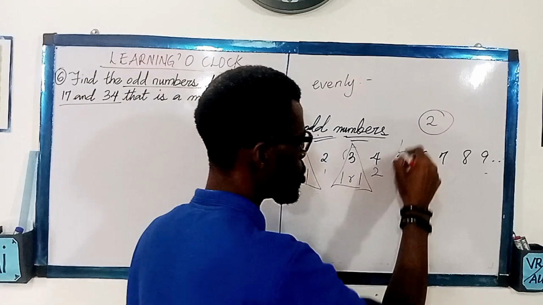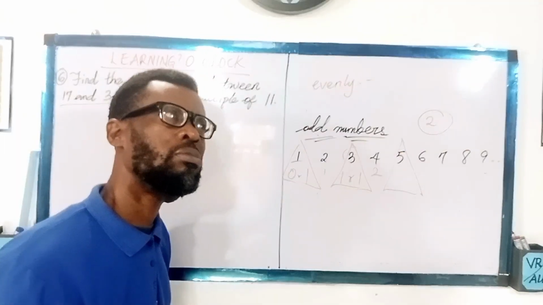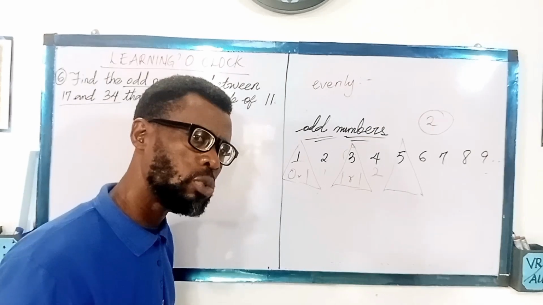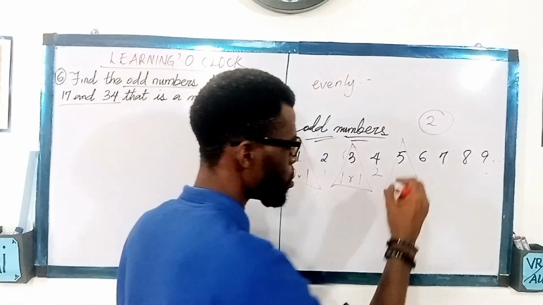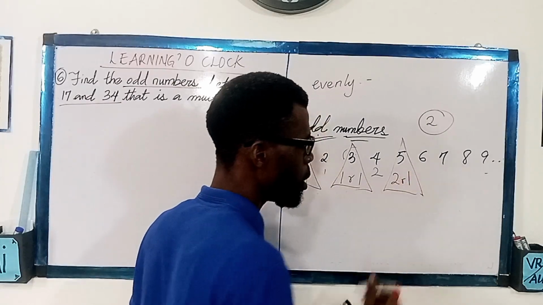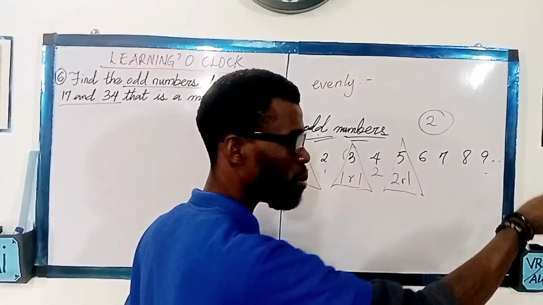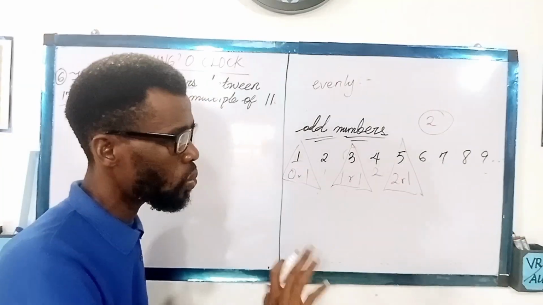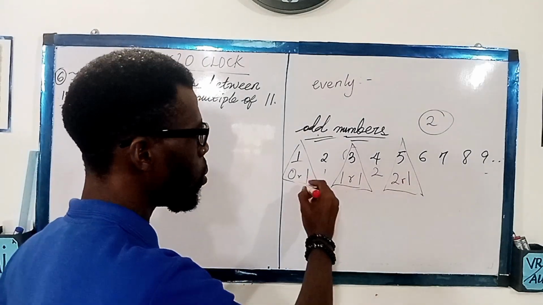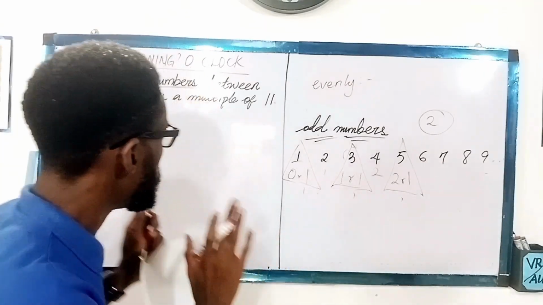Let's get to this one. 5 divided by 2 is 2 remainder 1. You see? So this is an odd number. Where you have remainders and it is not divided evenly like this, that is an odd number. So all of these are odd. Basic. Now let's get to this.